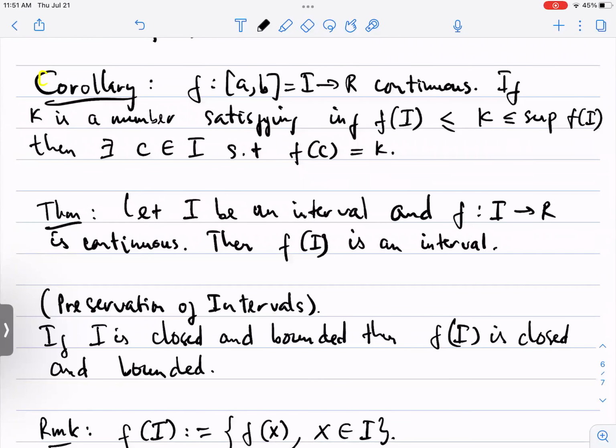We have several consequences of this important theorem. The first corollary states that if we have a continuous function from an interval to the set of real numbers, and k is a number satisfying the infimum of this function smaller than k smaller than the supremum of this function, then there exists c inside the interval such that f of c equals k.